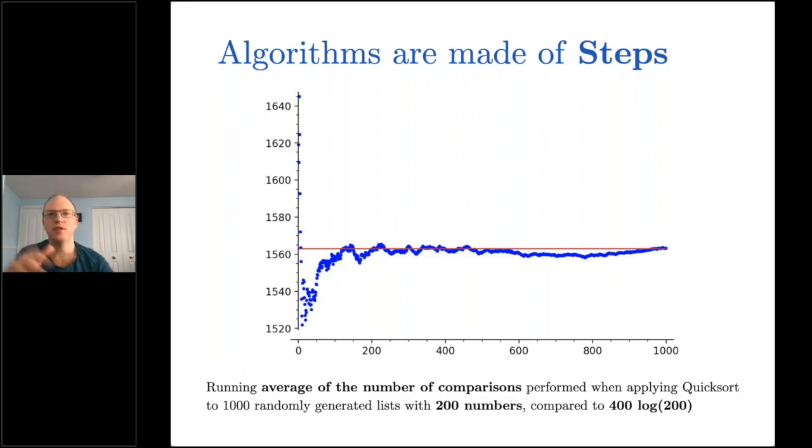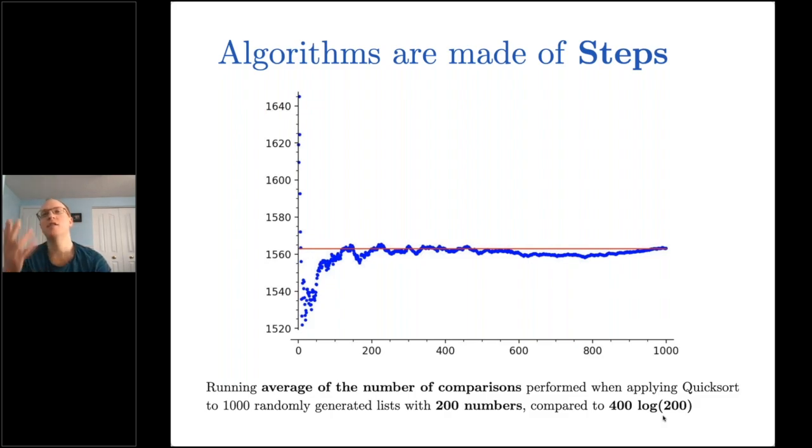So if you just sort one random list, it could be really high or really low. But the idea is that if you sort a lot of lists of the same length, then over a long period, the amount of comparisons starts to normalize to something here. And so in particular, in this case, when I just did my first list of 200 elements, it was a little high, then it got a little low, and then over time it went to this red line here, which is 400 log 200.